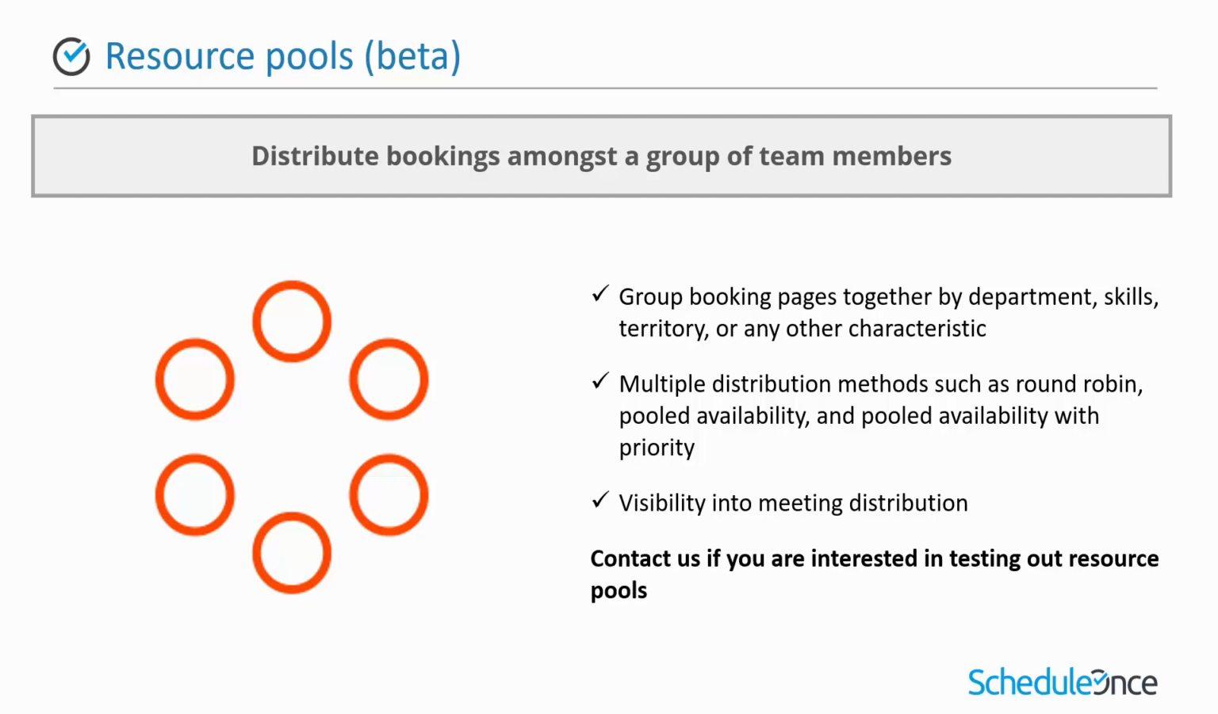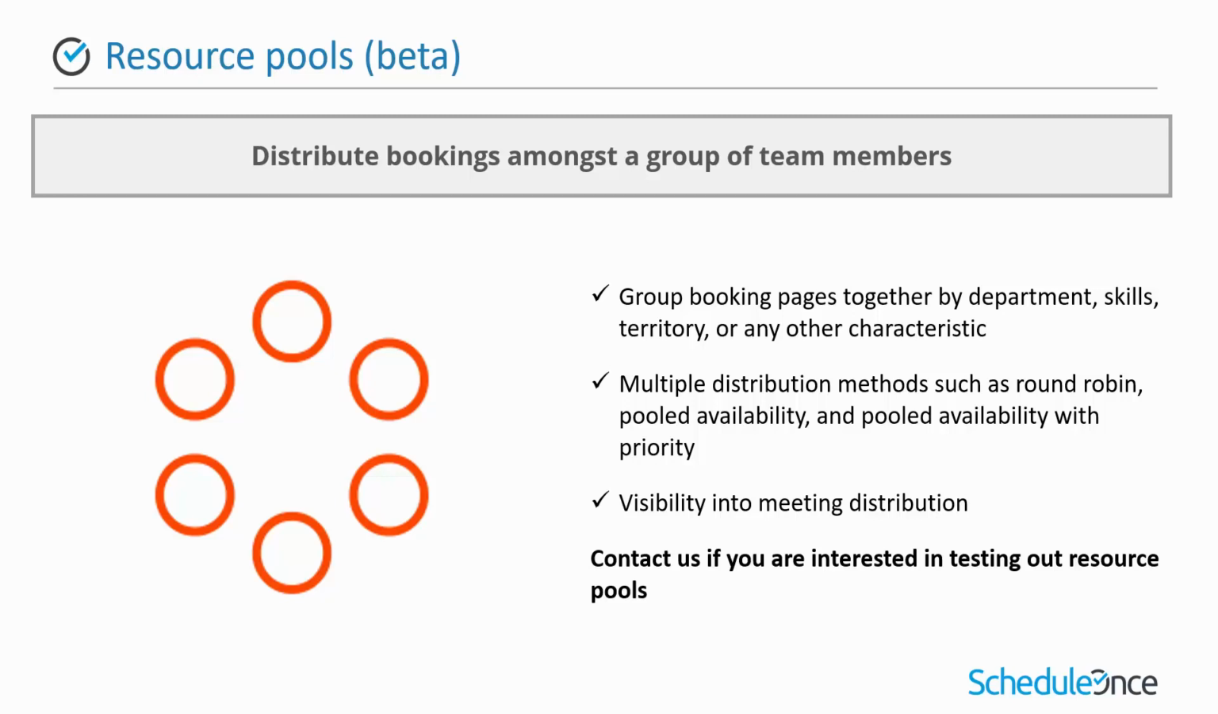And then you can select a specific distribution method for bookings in that pool, such as round robin. If you want every booking page in your resource pool to receive the exact same number of bookings, you use round robin. Or you have pooled availability if you want to provide maximum availability to customers booking on your pages. Or you can use pooled availability with priority, which is sort of a hybrid version, with the maximum availability of pooled availability, and then bookings are assigned to the available team member with the highest priority.